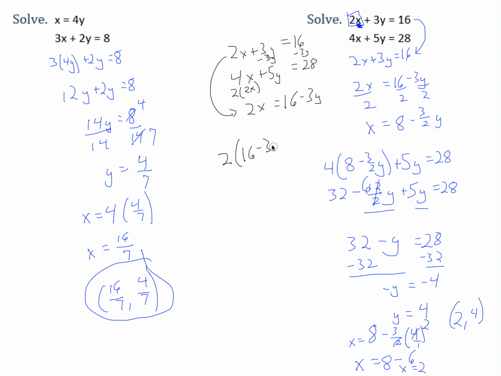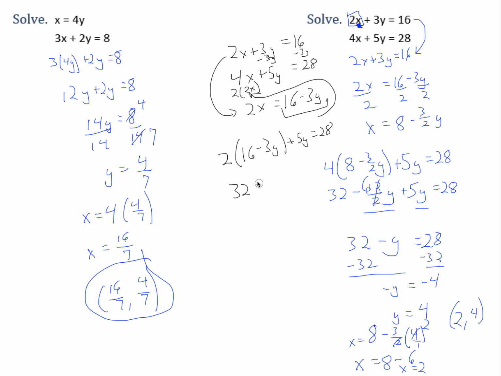So that's just another variation of substitution. Instead of solving all the way for x, we solved for 2x, and then if we think through our other equation in the right way, we can substitute in there. So plus 5y equals 28. Again, I have 2 times 2x, but I know 2x is 16 minus 3y, so I put this in for 2x. Now, I'm not going to complete this whole thing, but I'm going to show you we're going to get to the same thing.